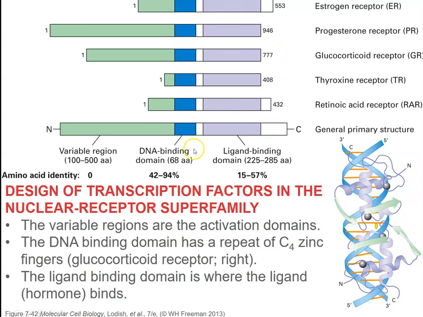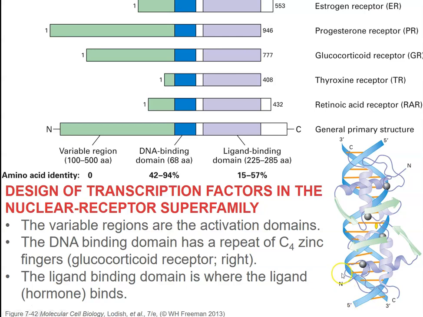In blue, we have a DNA binding domain, and then there's a variable region depending on the type of ligand. So here's a picture right here. The DNA backbone is shown in blue, the alpha helices are shown in purple, and the beta sheets right here in light blue. This is a C4 zinc finger. The gray little balls right here are the zinc. This is the glucocorticoid receptor protein.